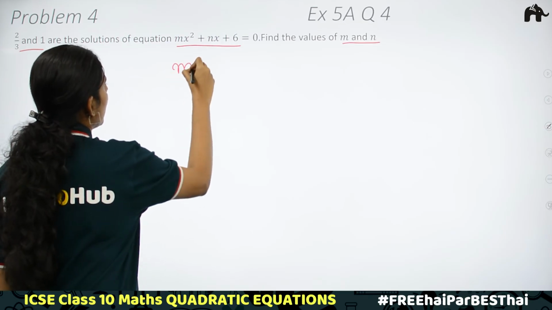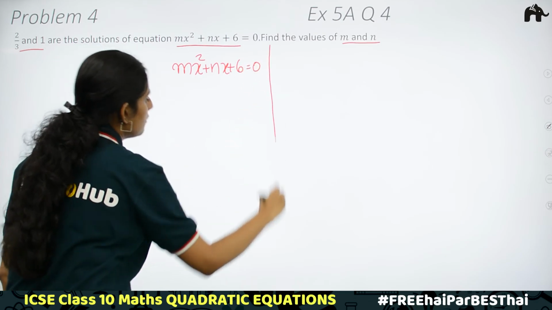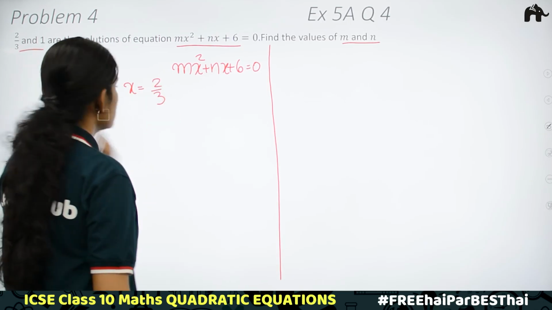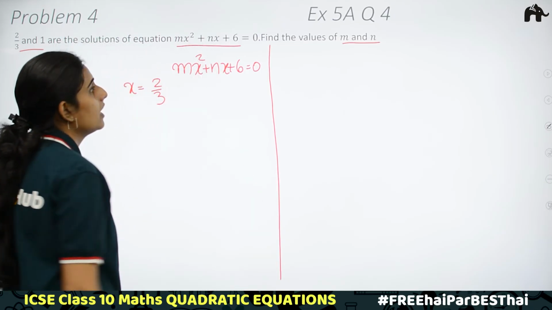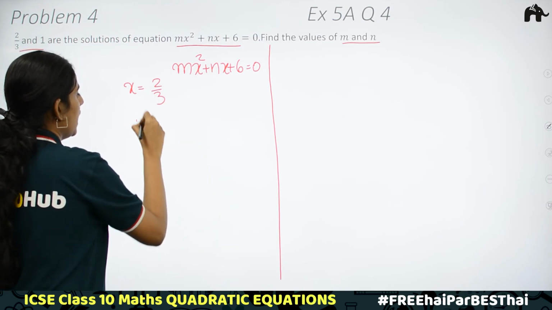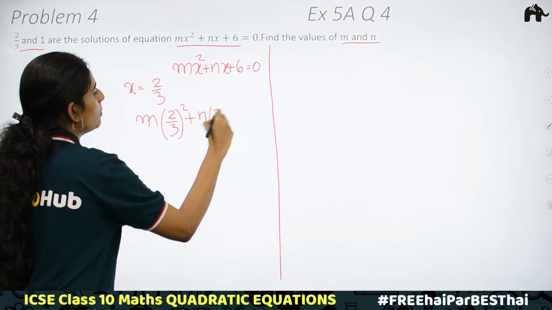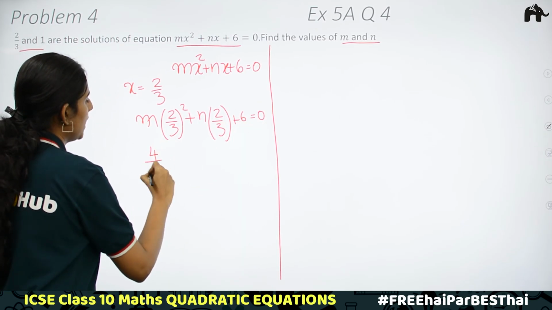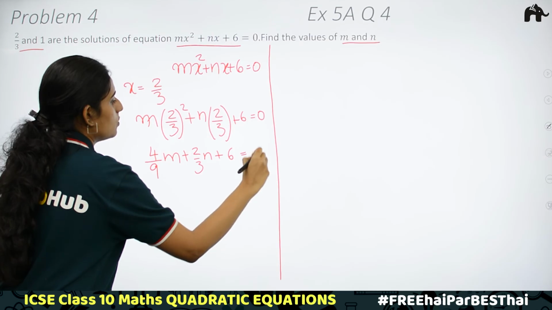Given expression mx square plus nx plus 6 is equal to 0. First, let's substitute the value of x is equal to 2 by 3, because x is equal to 2 by 3 and x is equal to 1 are the solutions of the given quadratic equation. When you substitute x is equal to 2 by 3, what do you get? m into 2 by 3 square plus n into 2 by 3 plus 6 is equal to 0. That is 4 by 9 m plus 2 by 3 n plus 6 is equal to 0.